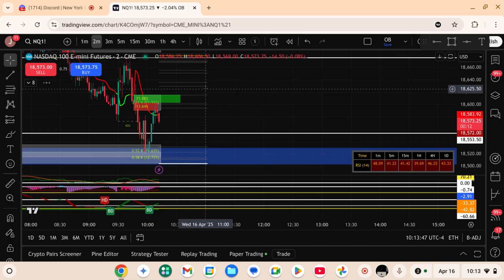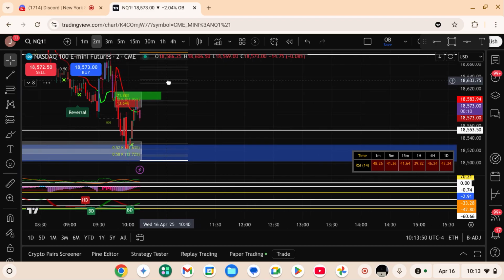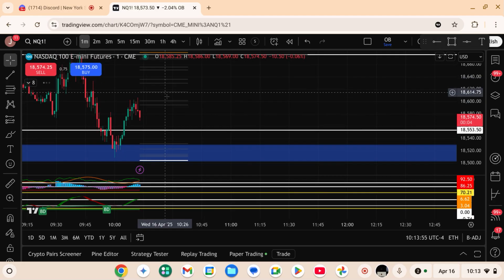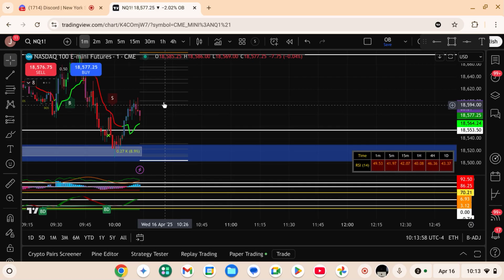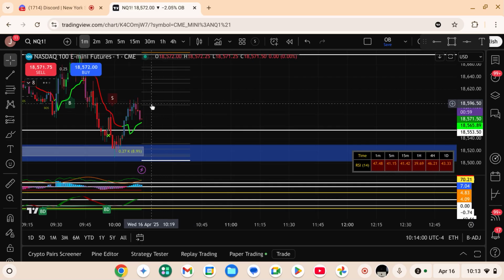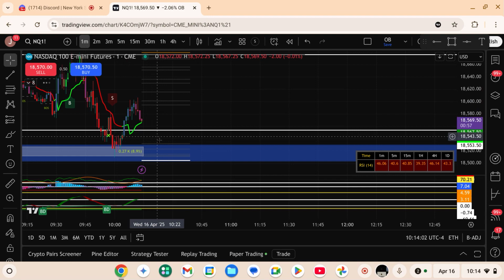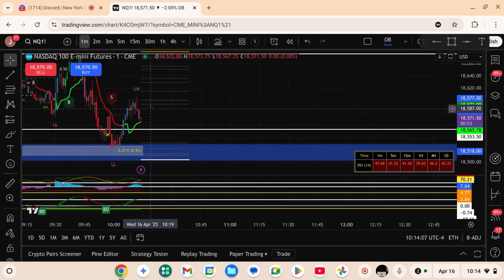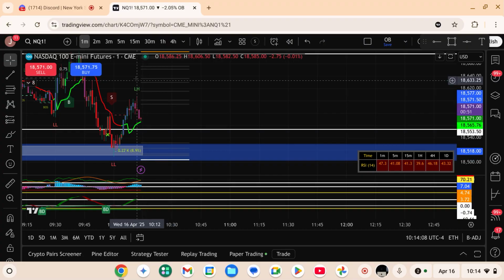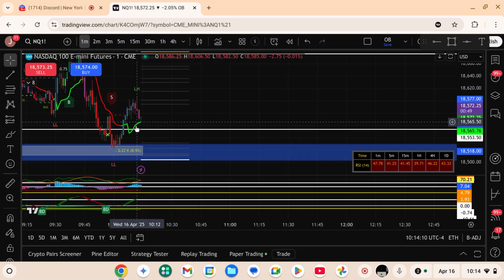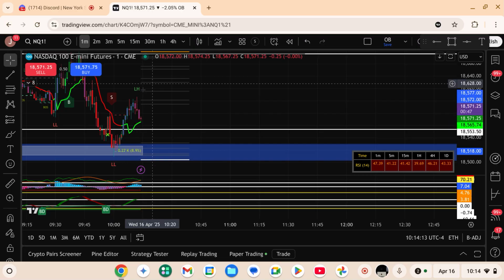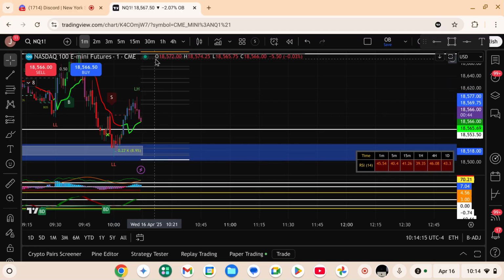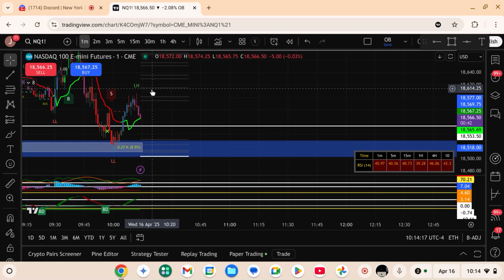This will be risky. Let me see what the 1 minute looks like. No. I was going to say short here and target this liquidity, but nope, that's risky. Price is trying to fight to go back up, so I'm not even going to attempt that. I'm just going to wait for the setup that I want right here.